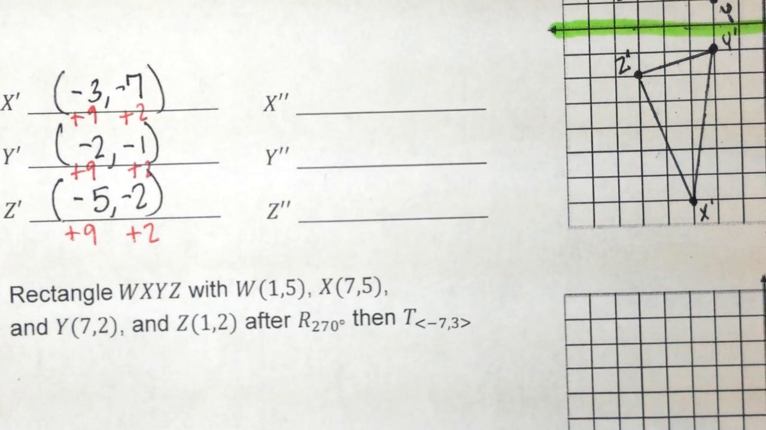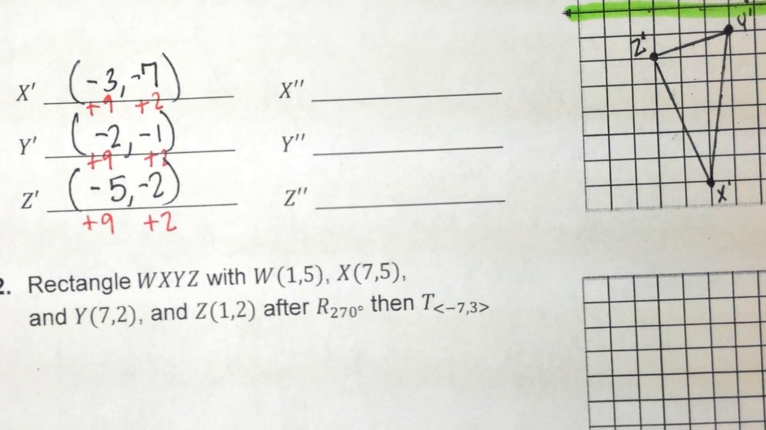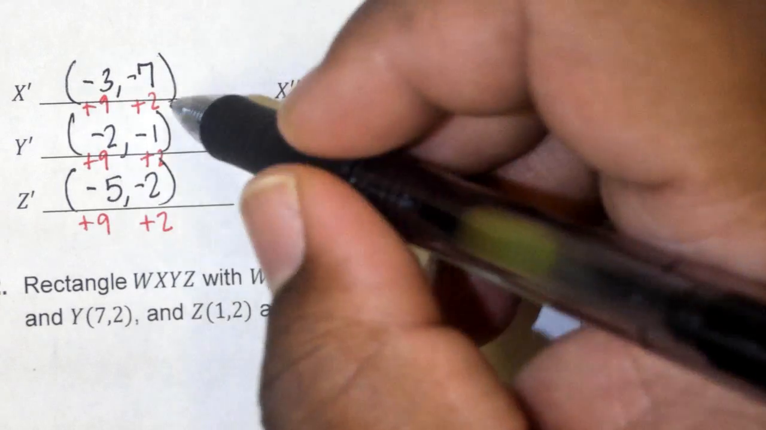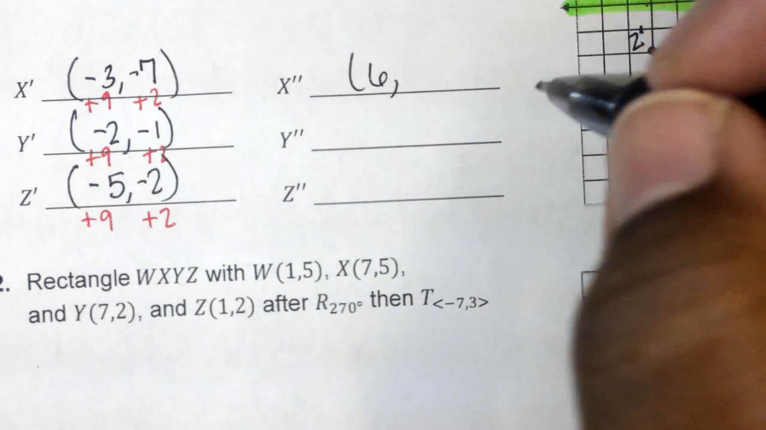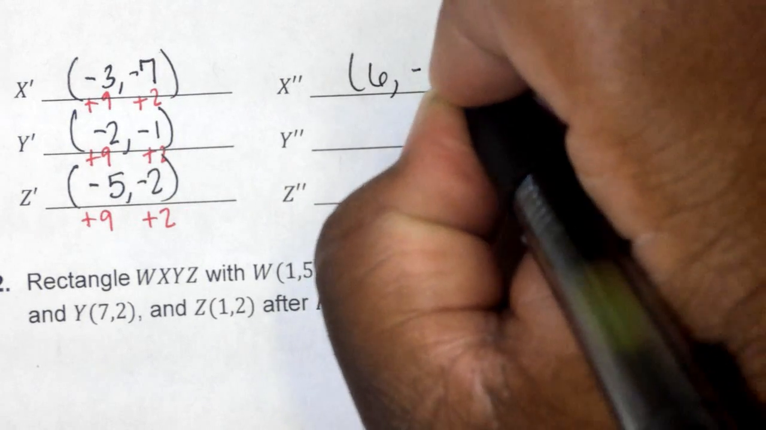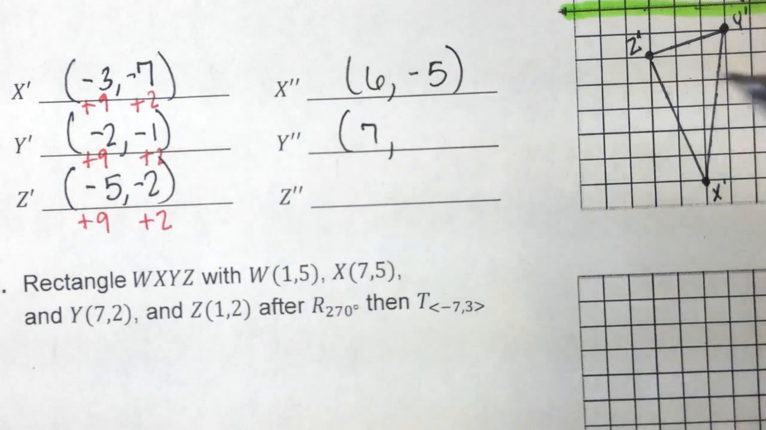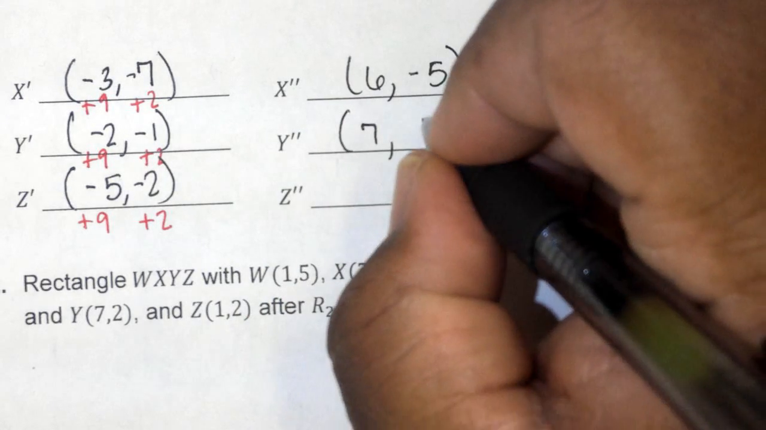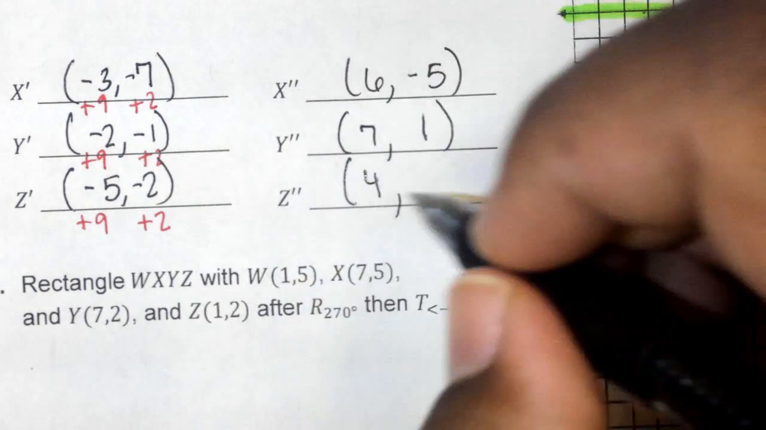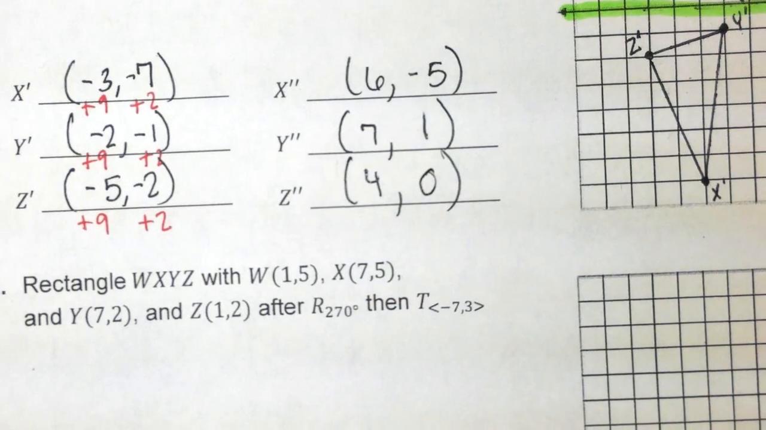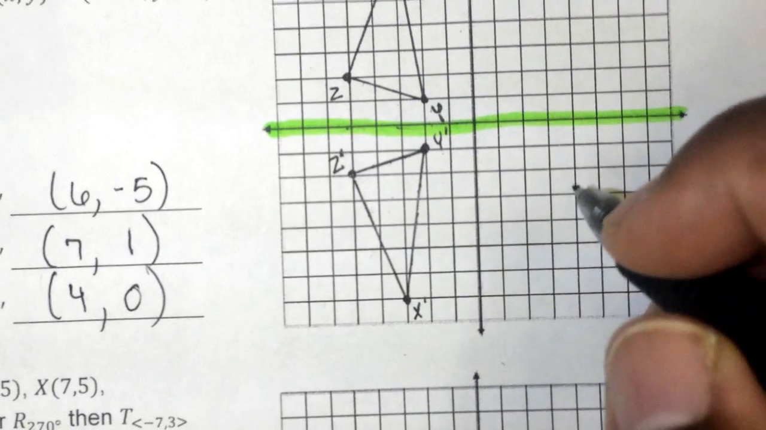Let's do the math real quick, because you don't want to count 9 spaces every time. You can if you want, but you're wasting your time. -3 plus 9 is +6. -7 plus 2, -5. -2 plus 9, +7. -1 plus 2, +1. -5 plus 9, +4. -2 plus 2, 0. Got my new points. Graph that. Should have my final image.